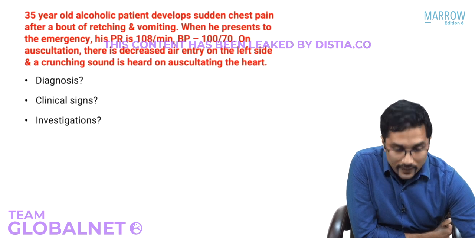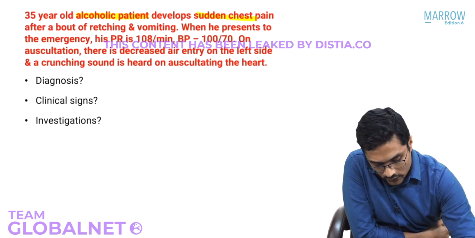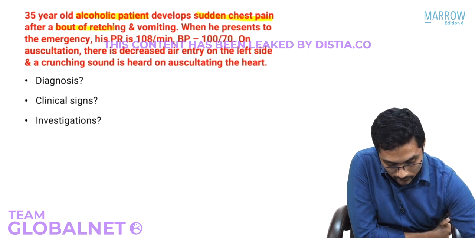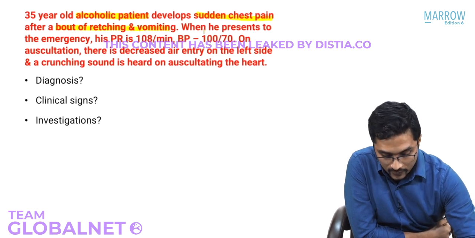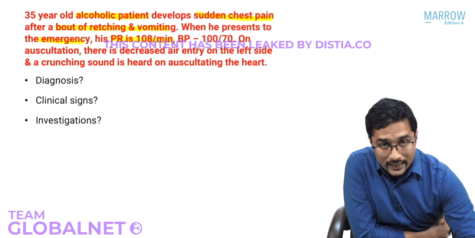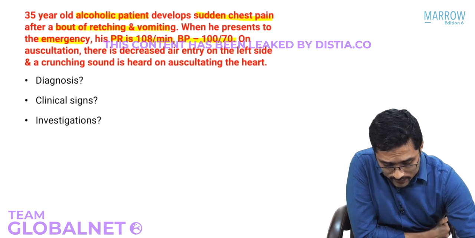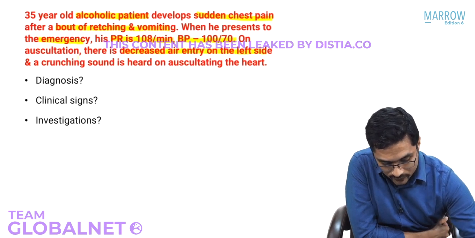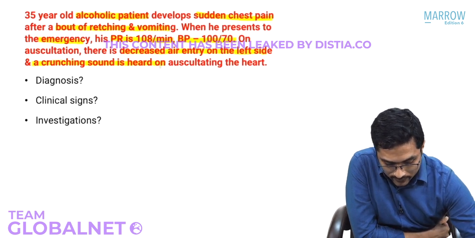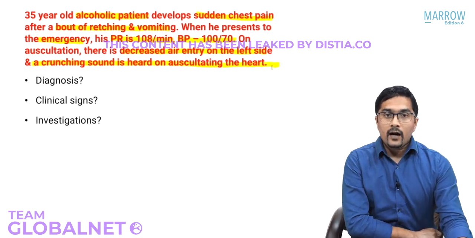You have a 35-year-old alcoholic patient who develops sudden chest pain after a bout of retching and vomiting. When he presents to the emergency, his pulse rate is 108 per minute. BP is 100/70. On auscultation, there is decreased air entry on the left side and a crunching sound is heard on auscultating the heart.